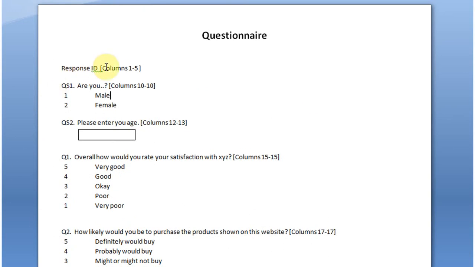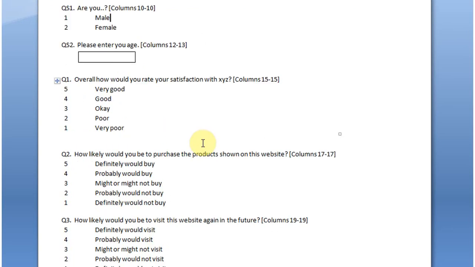The response ID is stored in columns 1 to 5. We will see columns at a later stage in this training. The first question is the gender question, where we are recording the gender of the respondent. Code 1 stands for male and code 2 stands for female. The second is the age question, where the respondent enters his age in the text box.